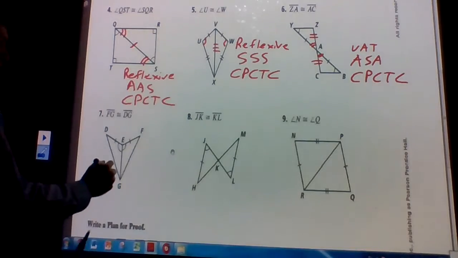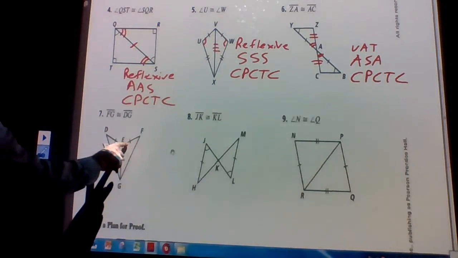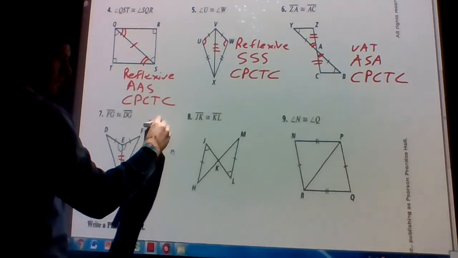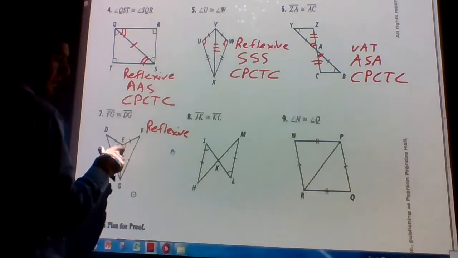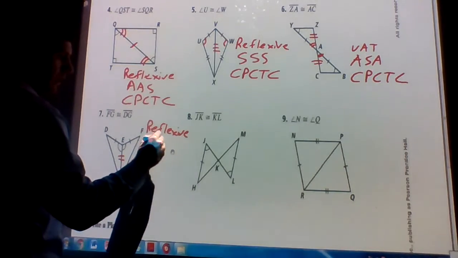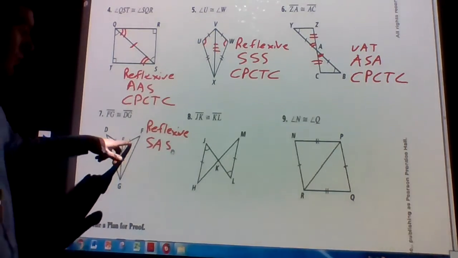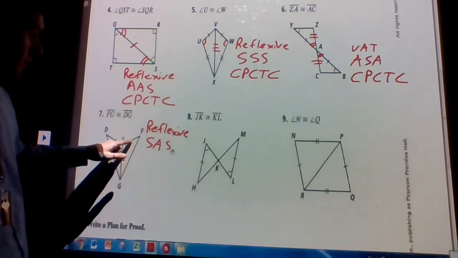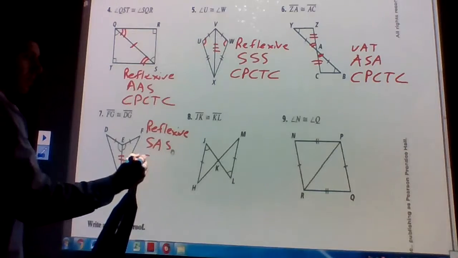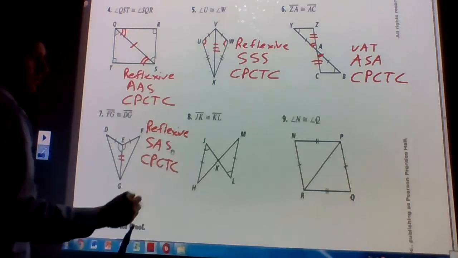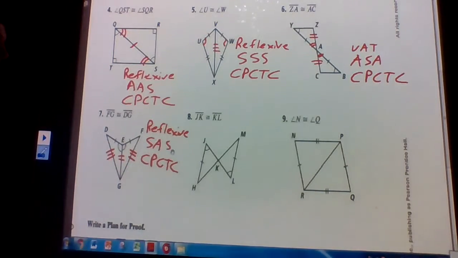Okay, FG and DG. So to show those are congruent, we can use the reflexive property. That gives us side angle side. So we first use the reflexive to show that EG was congruent to EG. And then we can use side angle side. So we have two pair of sides, one pair of angles. The pair of angles is between the two sides. So side angle side. Once we know the triangles are congruent by side angle side, we know the corresponding parts of congruent triangles are congruent. So we know that FG is going to be congruent to DG.